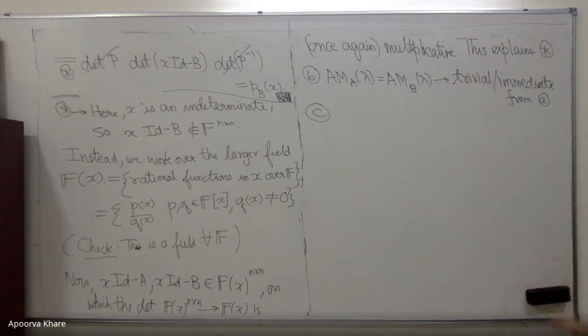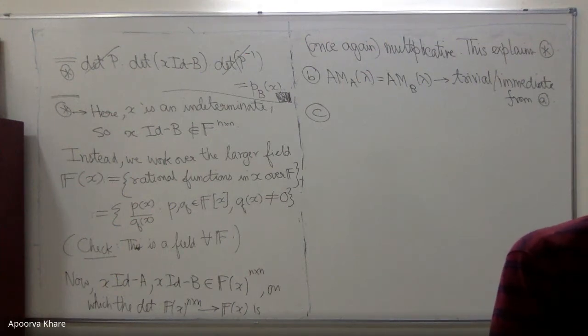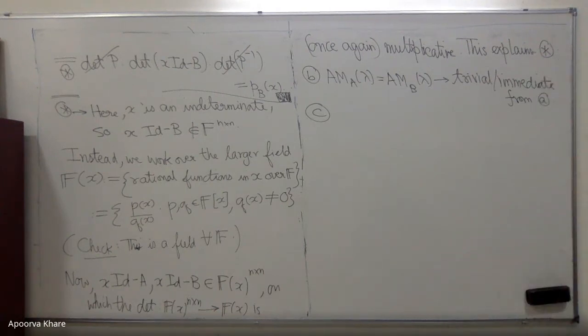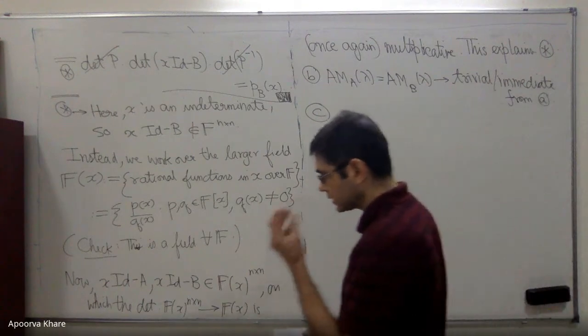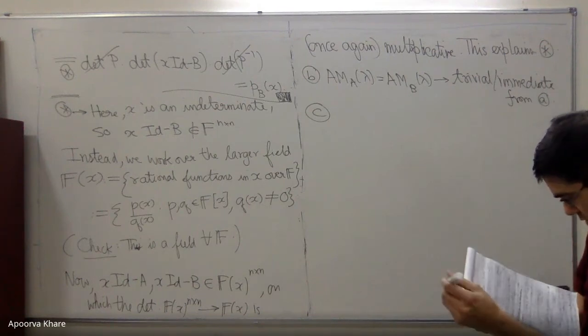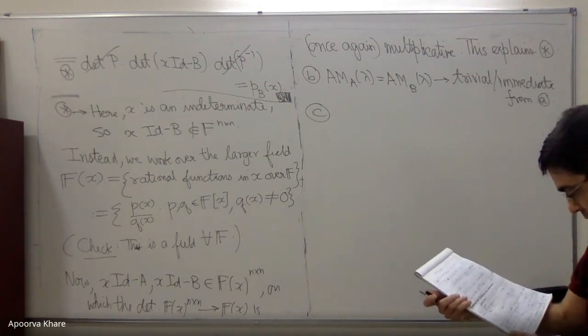Okay, so why is that? Okay, so now let's see. So geometric multiplicity is the same. Okay, so let's fix a scalar lambda, and let's look at the eigenspaces. Geometric multiplicity.